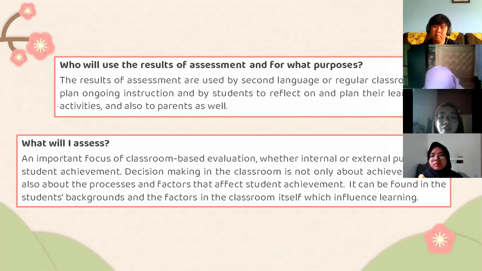The next question: what will I assess? An important focus of classroom-based evaluation, whether for internal or external purposes, is student achievement. So decision making in the classroom is not only about the achievement, but also about the processes and the factors that affect student achievement. These can be found in the student backgrounds and also in the factors in the classroom itself, which influence the learning processes.